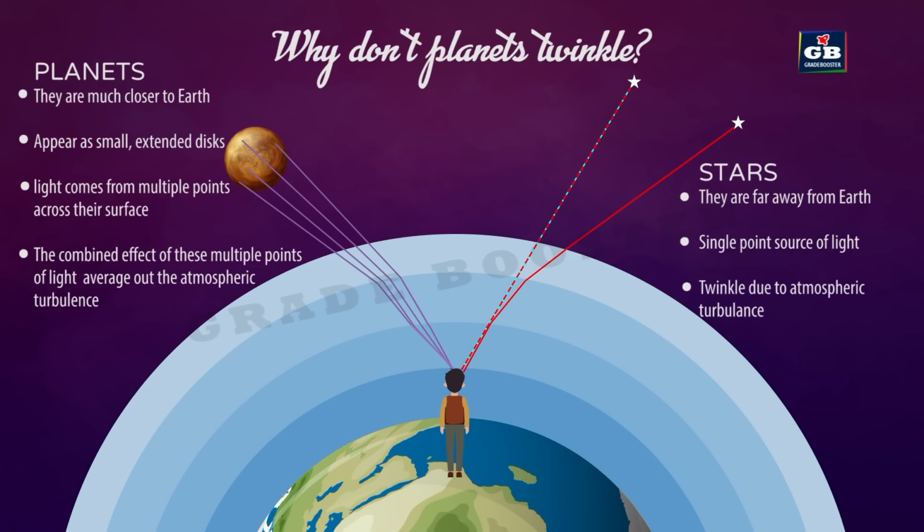In the case of planets, the light coming from them consists of multiple points across their surface. So not a single point, multiple points. The combined effect of all these multiple points of light helps to average out the atmospheric turbulence. It cancels out the atmospheric turbulence because the light rays are coming from multiple points. So it results in a steadier and less twinkling appearance. That is the reason why the planets do not twinkle whereas the stars twinkle.